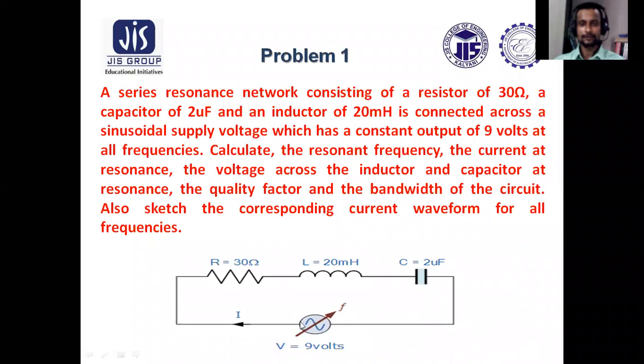See, 9 volt is here. Supply is 9 volt, but here it will appear as 30 volts, because the current is maximum at resonance.